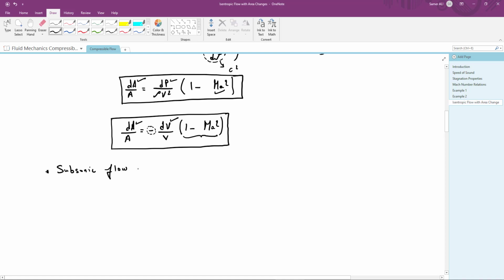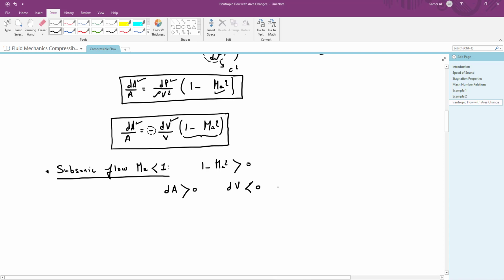Subsonic flow, meaning the Mach number is less than 1. So when the Mach number is less than 1, 1 minus Mach number squared will be a positive value. As a result, if, for example, dA is a positive value, dV will be a negative value. So when the cross-sectional area increases, the velocity will decrease and vice versa.